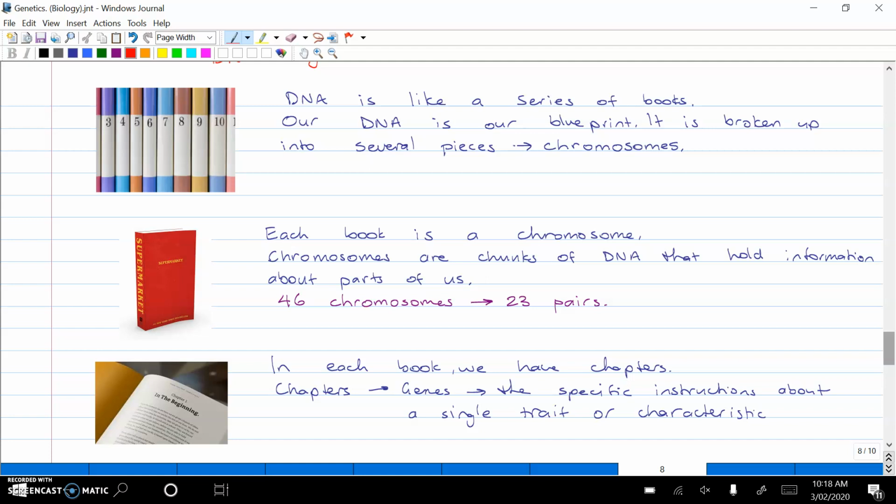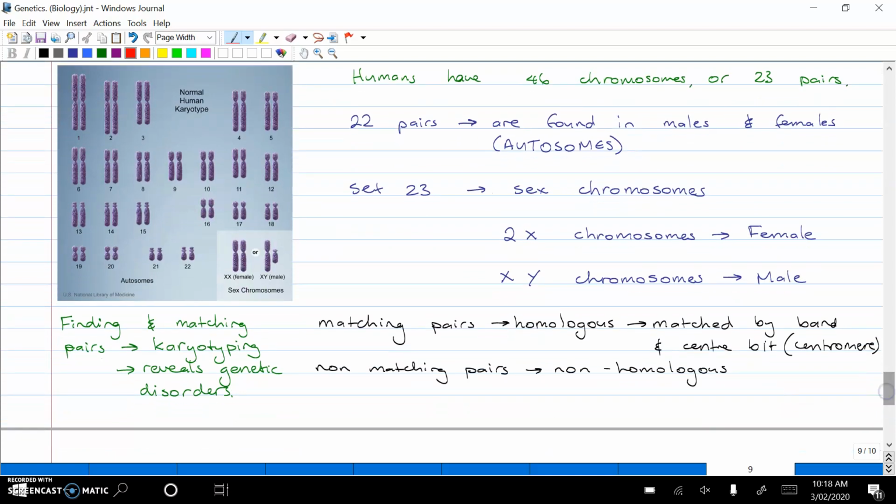and each individual book is called a chromosome. And then each chromosome, each book, has many chapters in it, and each chapter is called a gene. And each gene holds the specific instructions on how to build a single trait or a single characteristic about an organism. And we talked about how humans have, anyway, 46 chromosomes organized into 23 pairs. 22 of those pairs, the chromosomes are identical. In the 23rd pair, it's a non-matching pair, and that's what determines, I suppose, whether male or female.